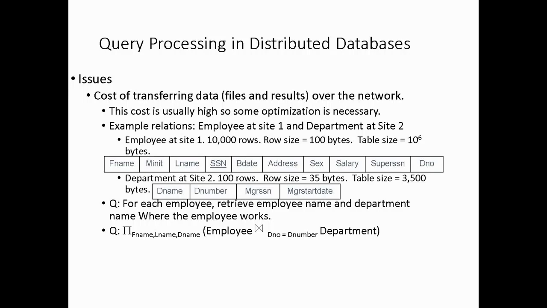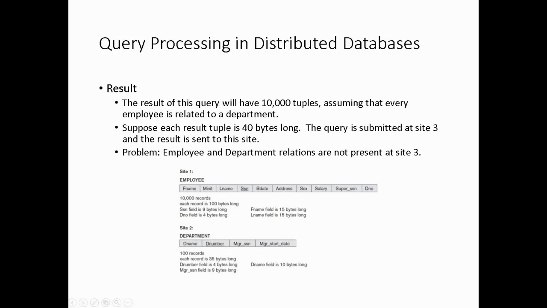Now let's look at the distributed query. Let's say for each employee, we want to retrieve the employee name and the department where the employee works. In relational algebra, we have a projection on f name, l name, and div. To get this, we want to join employee and department with the join condition, and then project it. The result will have 10,000 tuples because you have 10,000 employees. You need their names and their department details. Let's say each tuple is 40 bytes long.